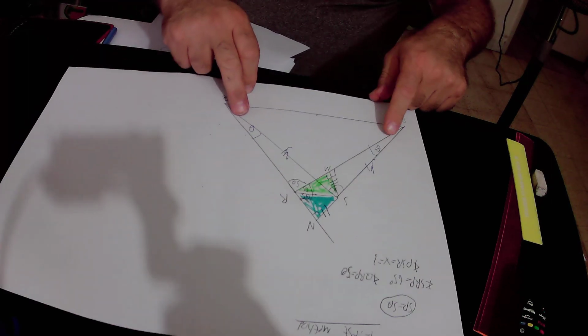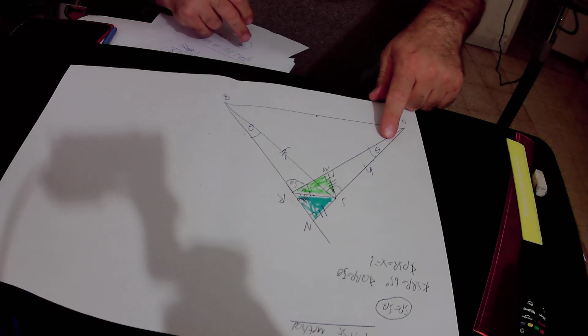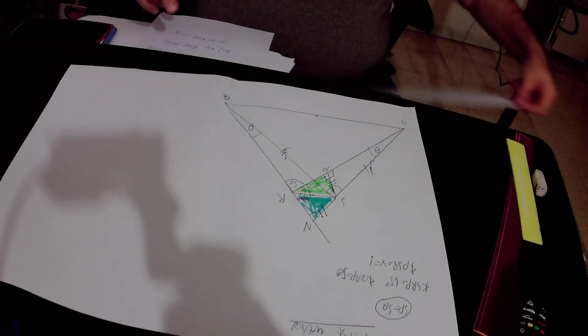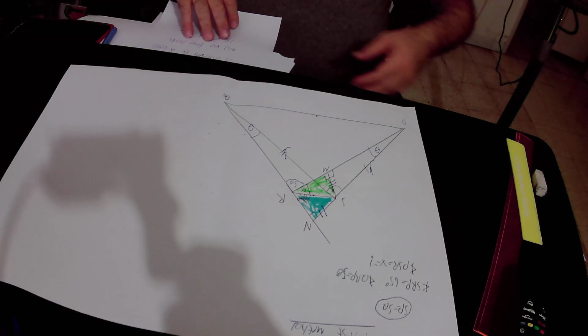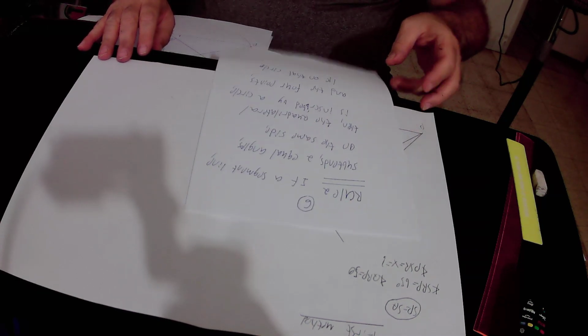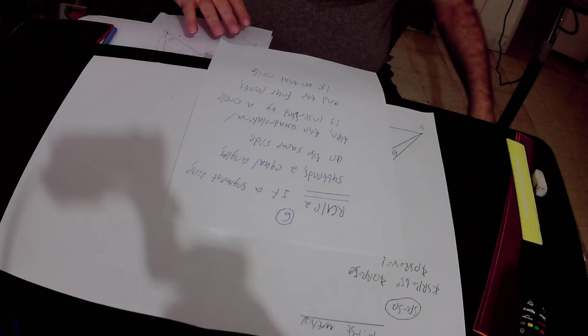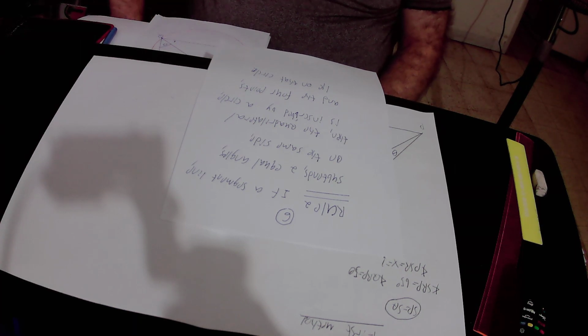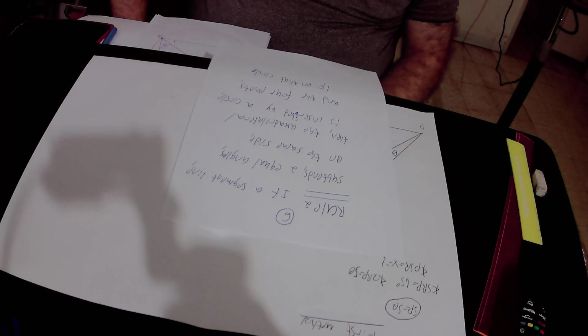Those two angles are equal to each other, and if we define one angle as theta, then the other angle will also be equal to theta. Then we have rule number 2, which states that if a line segment subtends two equal angles on the same side, then the quadrilateral is inscribed by a circle, and the 4 points lie on that circle.